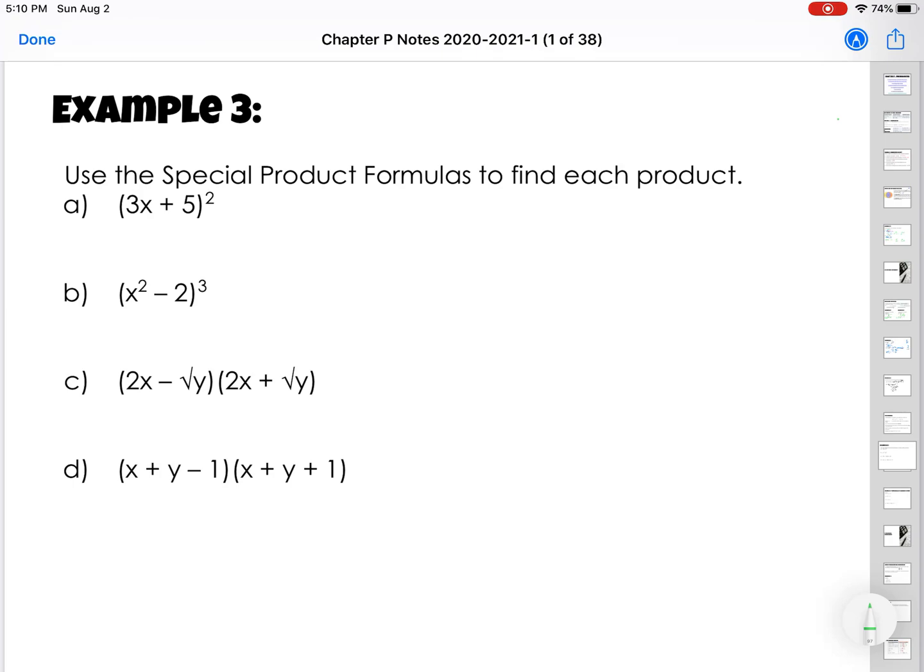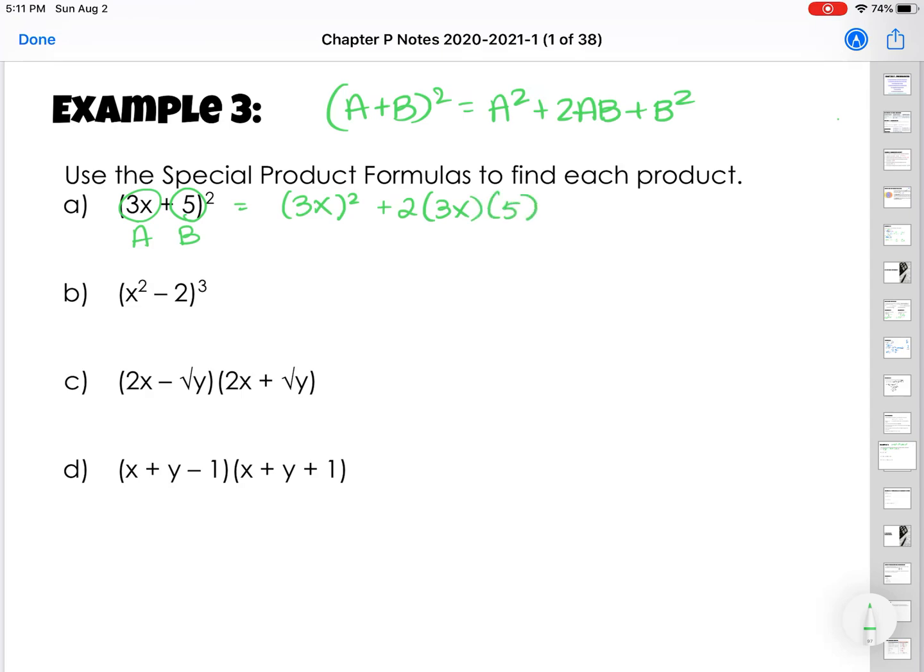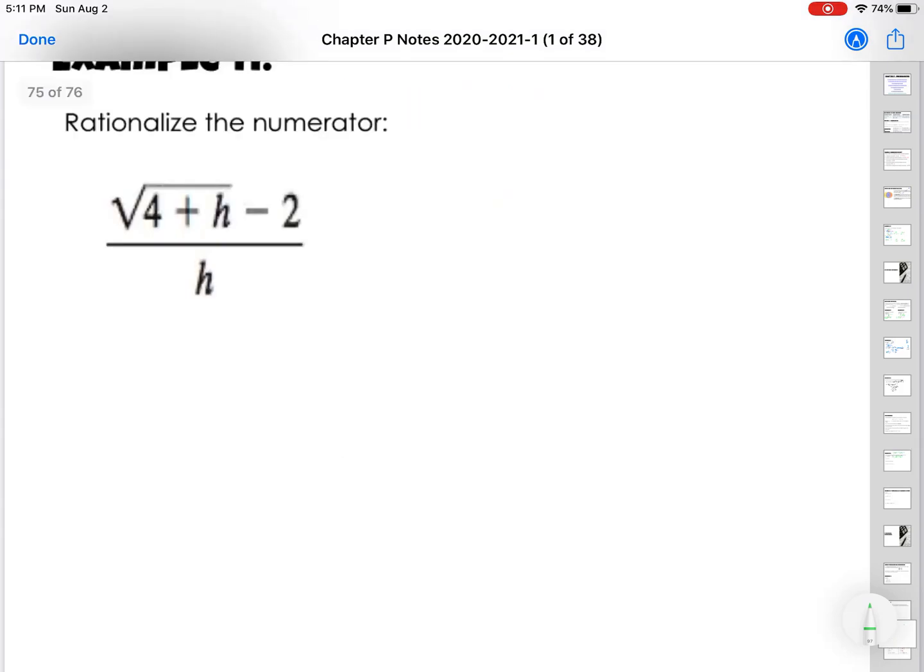So if we're going to use the special product formula here, this is that a plus b squared. A plus b squared gave us a squared plus 2ab plus b squared. And you might remember that from Algebra 1. So this is going to act as our a, and this is going to act as our b. So that makes 3x squared plus 2 times my a, which is 3x, times my b, which is 5, plus b squared, which is 5 squared. That gives us 9x squared, plus 6, so 10x, and 25, as long as I didn't mess up my arithmetic there.